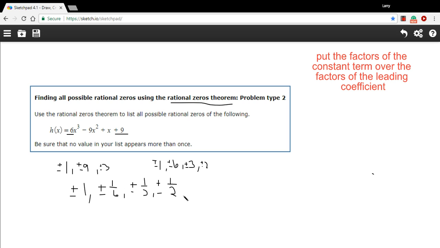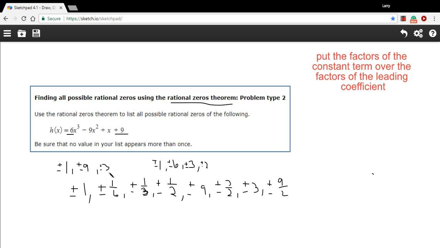Let's go on to the 9. So 9 over 1 would be a positive or negative 9. 9 over 6, well, that would simplify to 3/2, so positive or negative 3/2. And 9 over 3 would be positive or negative 3. And 9 over 2 would be positive or negative 9/2. And let's see. So far, I don't think we have any duplicate values.